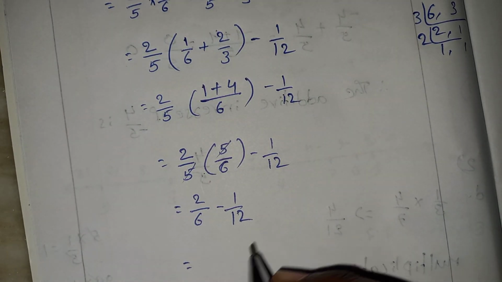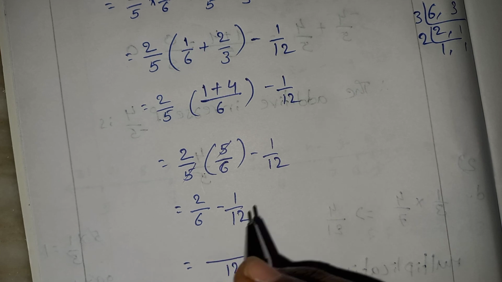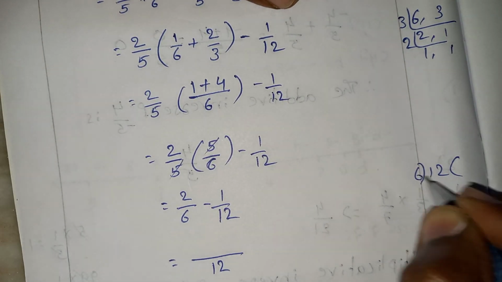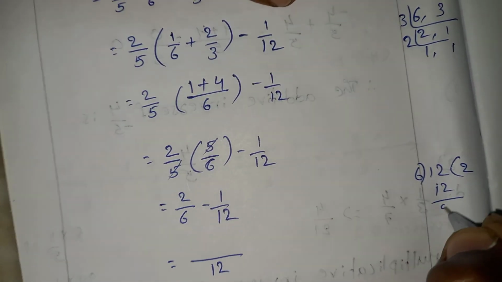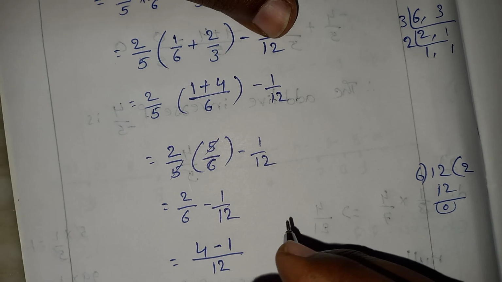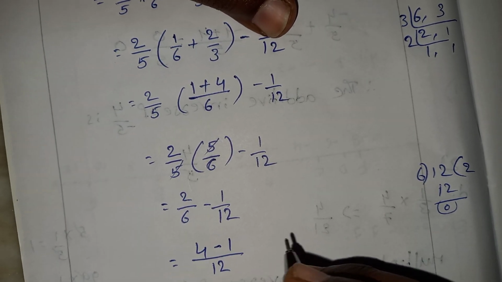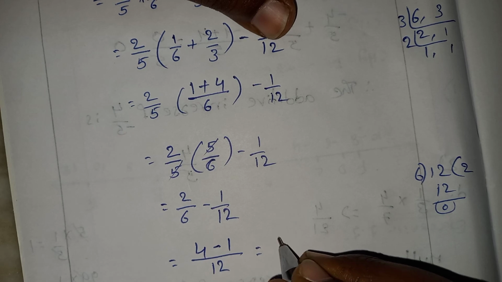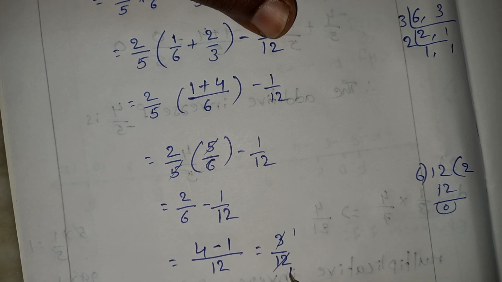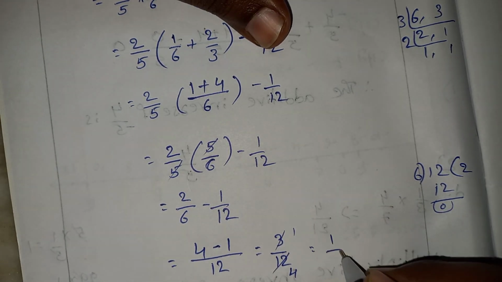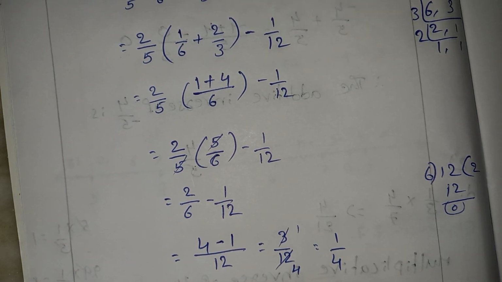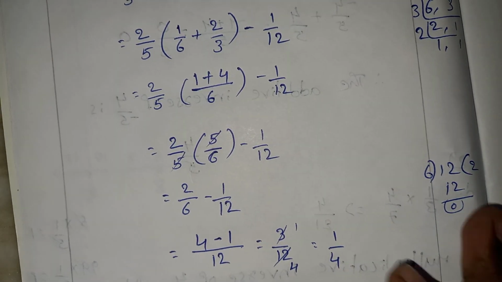Now the LCM of 6 and 12 is 12. Okay. 6 twos, 12. So 2 into 2, 4 minus 1. That equals 4 minus 1 is 3, 3 by 12. 3 ones, 3 fours. So the answer is 1 by 4. Okay. Now I'll explain the next question also.